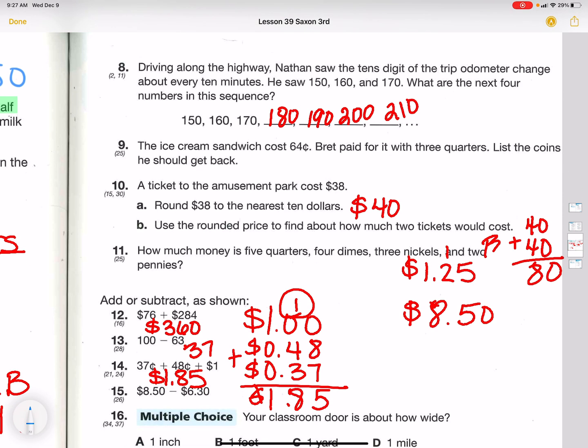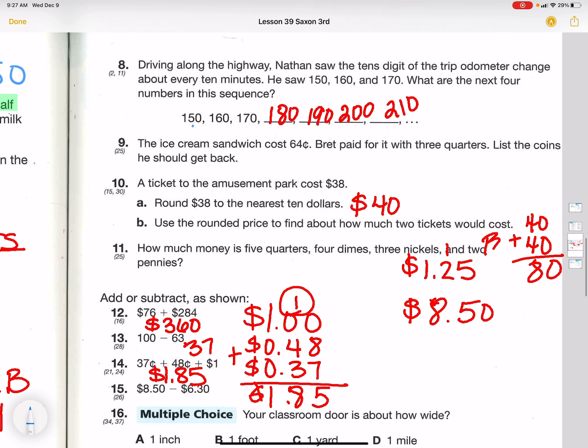Here, the odometer is changing in the tens place until we get to here. When you get to 190, then you need to go to 200, and then you can continue your pattern in the tens place. Number 9, I'm still getting only kind of halfway answers on these types of problems. I want you to subtract and find the amount of change they get, but also give me the coins. Is it 2 pennies? Is it 3 dimes? What is it?